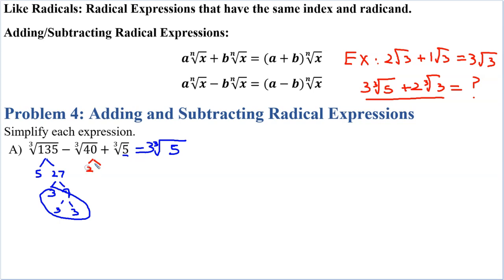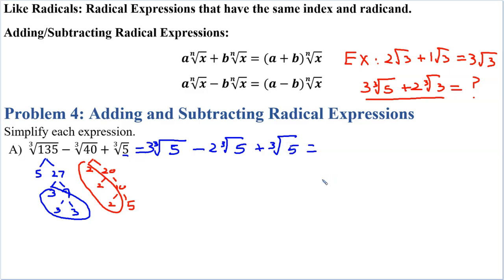40 is even, so I'll say that's 2 times 20, and 20 is 2 times 10, and 10 is 2 times 5. So once again, there's a group of 3 2's that I can pull out. So instead of third root 40, we could say it's minus 2 third root 5, plus the third root 5.